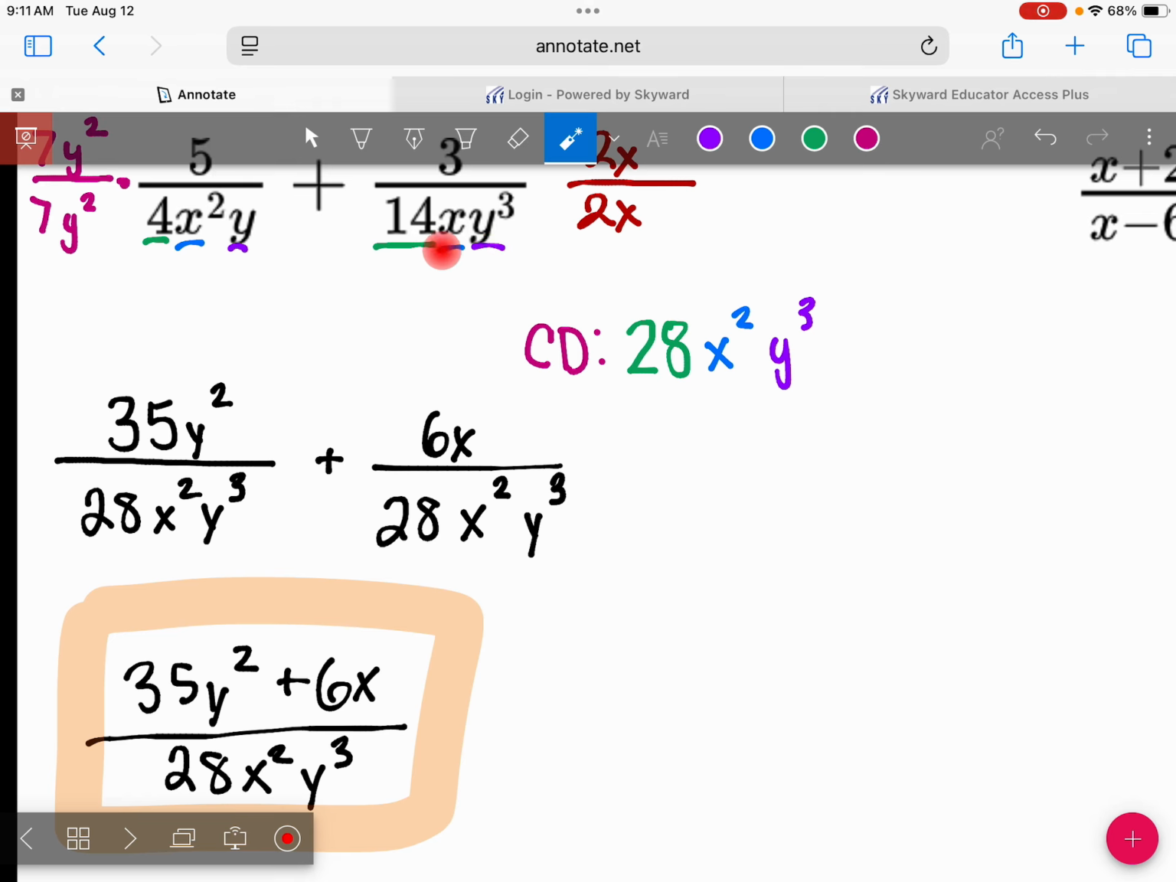We are going to get to a common denominator. We're going to add our numerators. We're going to check to see if this piece will factor. A lot of the times it won't. Sometimes it will, but very rarely. But we got to get to that common denominator first.